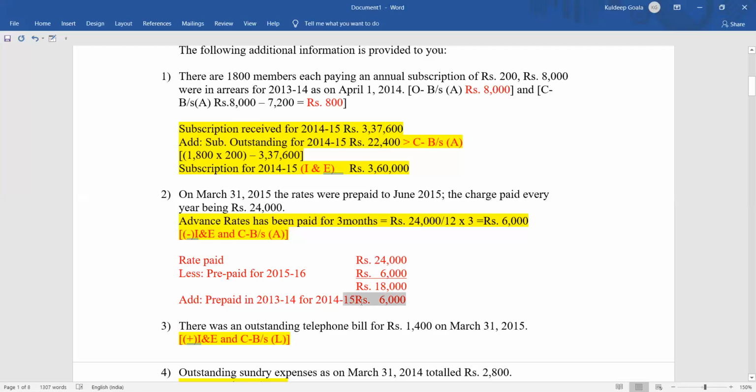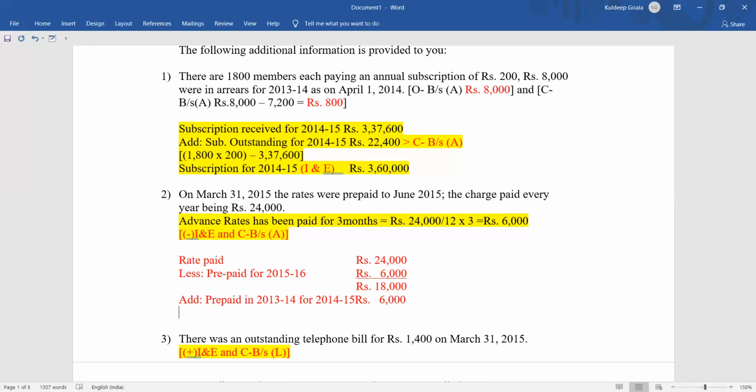So that means the total rates paid for 2014-15 will be how much, rupees 24,000. Okay, 24,000. Okay, this is how it will be appearing.